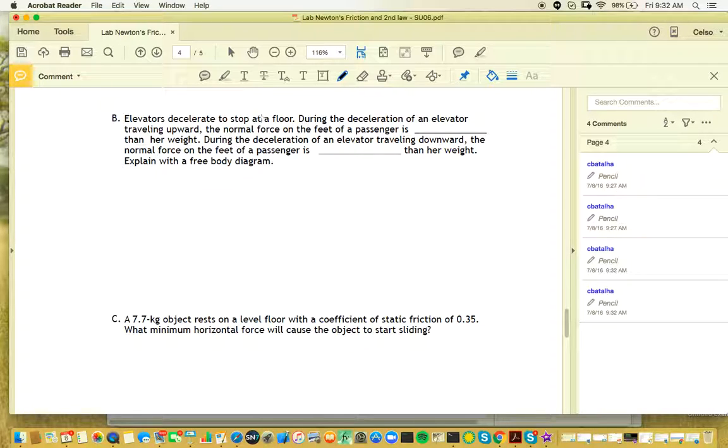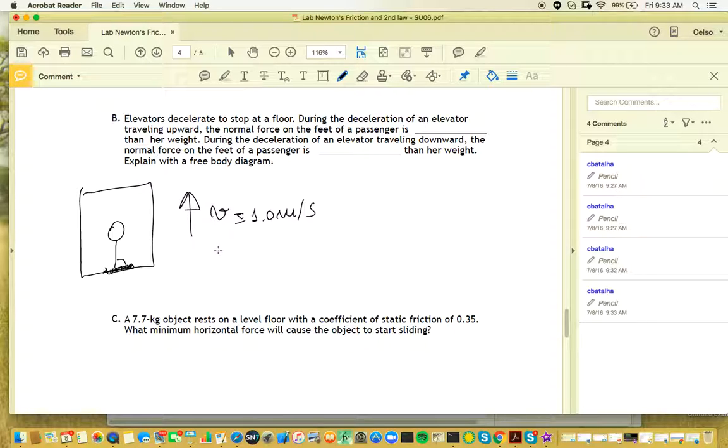You have an elevator decelerating to a stop at a floor, during the deceleration of an elevator traveling upward. So let's make the situation: you have an elevator here, and there is some individual in there, standing on a scale. The elevator moves upward, let's say with a constant speed. If the speed is constant, the net force on the person is zero.